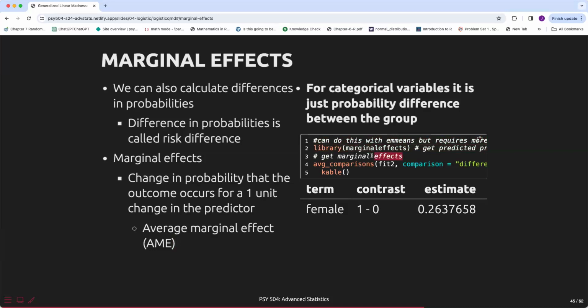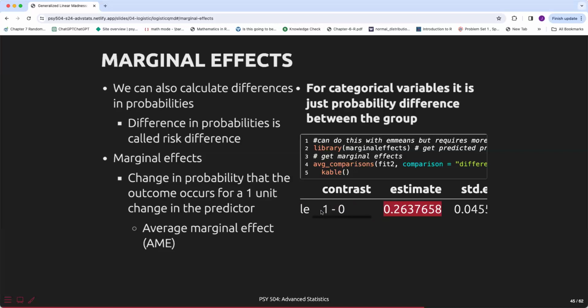As I stated, I'm trying to use marginal effects more because I think it's flexible and it can do a lot of stuff. And it can give us these average marginal effects in just one line of code, which I like. So we're going to use this average comparisons function here, and we're going to just do the difference. And it's going to basically give us the difference in probability between males and females, which is 0.26. And then it also gives us statistics and p-values that we could report, right?